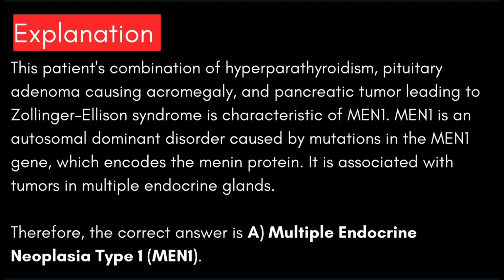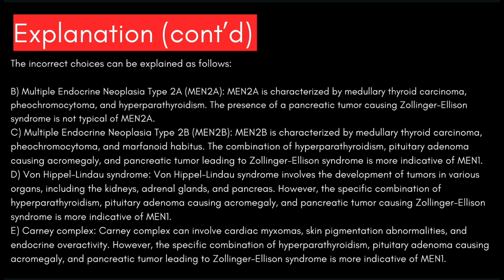The patient's combination of hyperparathyroidism, pituitary adenoma causing acromegaly, and pancreatic tumor leading to Zollinger-Ellison syndrome is characteristic of MEN1. MEN1 is an autosomal dominant disorder caused by mutations in the MEN1 gene, which encodes the menin protein. It is associated with tumors in multiple endocrine glands. Therefore, the correct answer is A, multiple endocrine neoplasia type 1, MEN1.